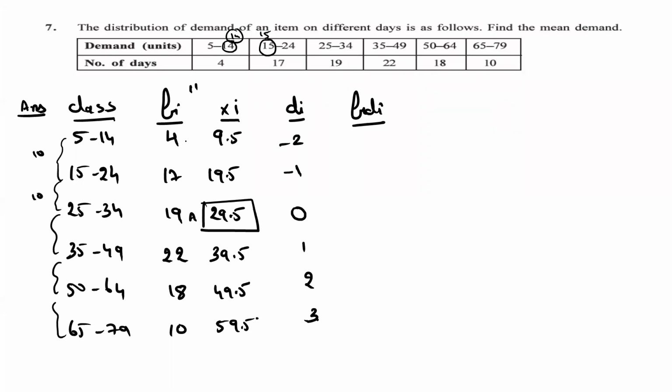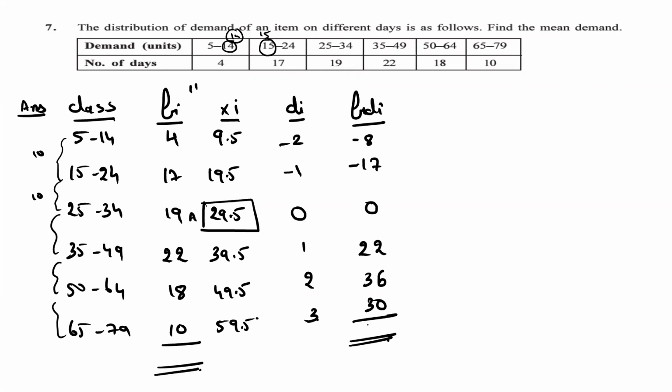Now FIDI. 4 2s are 8, minus 8. 17 1s, minus 17. 19 into 0, 0. 22. 18 2s are 36. 10 3s are 30. Can anyone say the answer to me? The sum of FIDI, 63 plus 0 plus 60, right?